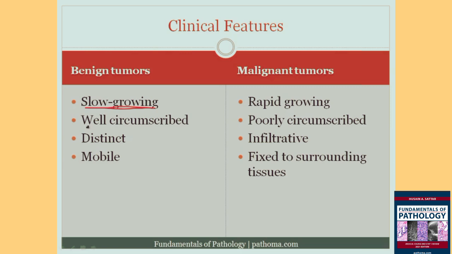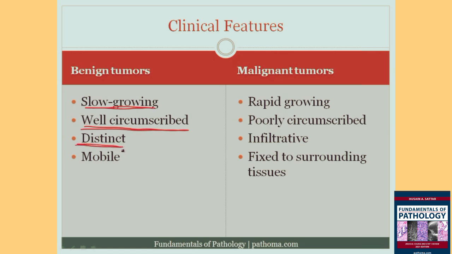Another characteristic is that the tumor will be well circumscribed. And that would be where you would examine the tumor clinically and it's clearly distinct and separate from the adjacent tissue in which it's growing. So for example, a patient has a breast mass and the breast mass is clearly distinct and separate from the remainder of the breast tissue. And so that's basically what we mean by distinct here.